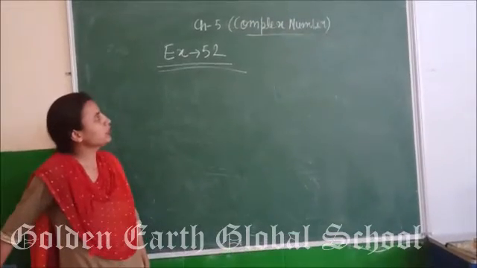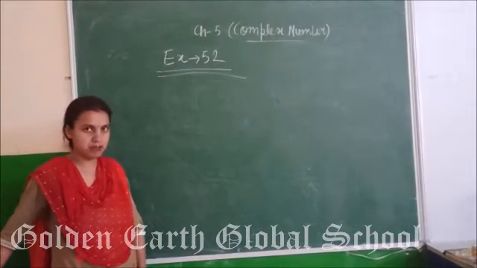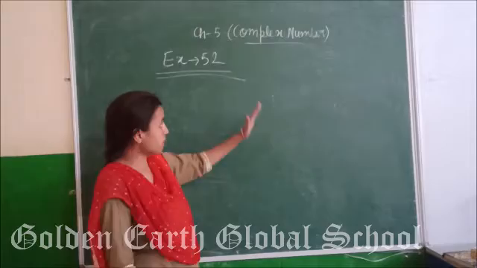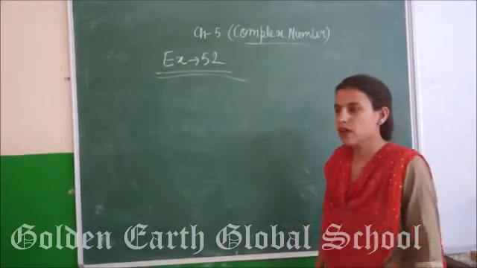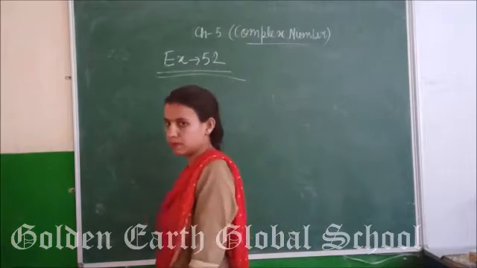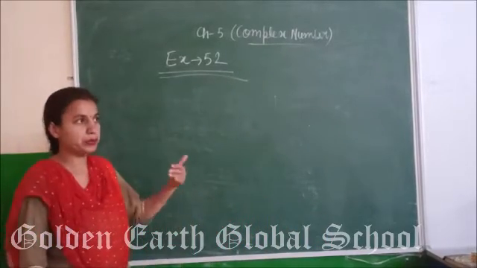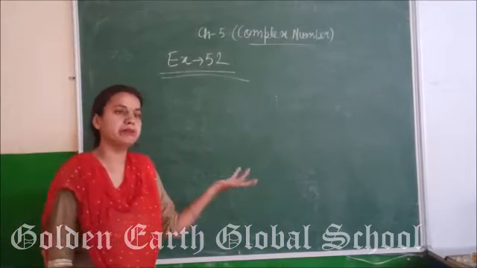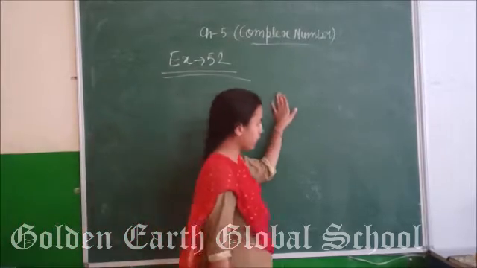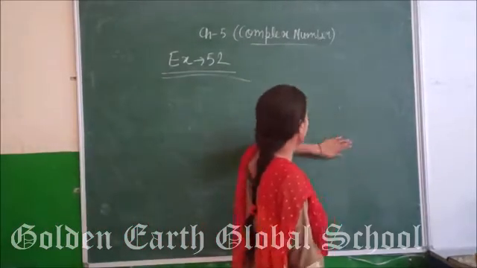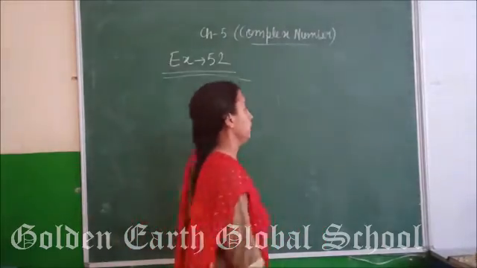Good morning students. Today we will start exercise 5.2 of complex numbers. In this exercise we discuss how we find the modulus and argument of a complex number. The argument is the amplitude, that means theta, and how we convert to the polar form of the numbers.